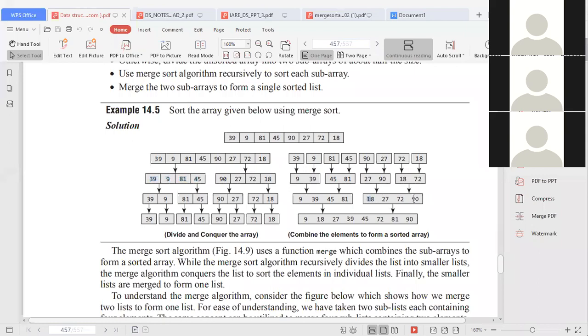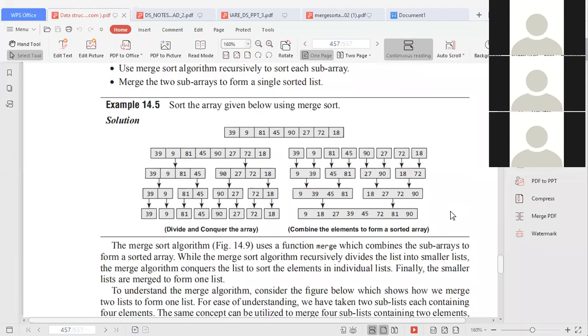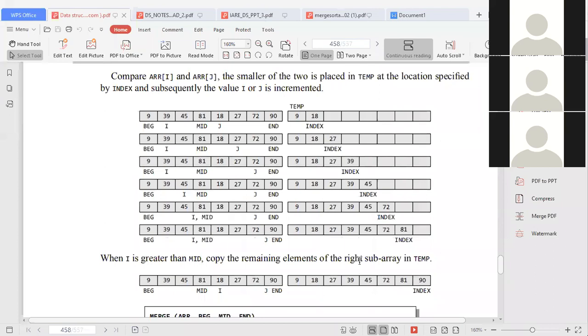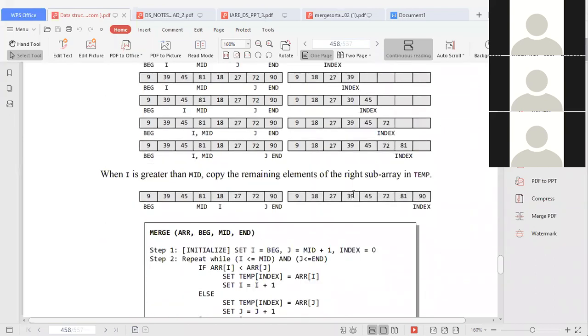This is one subarray and this is another subarray with sorted elements. Now if you combine these two to form a whole array with sorted elements, this is the procedure we follow. So this is the final one. Whenever I is greater than mid, that means J is incremented, copy the remaining elements of the right subarray into temp. Temp is nothing but an array which holds all the sorted elements.